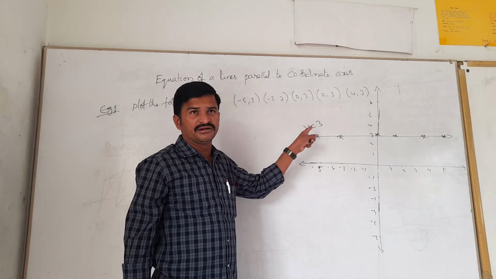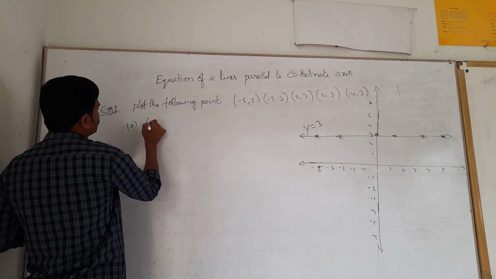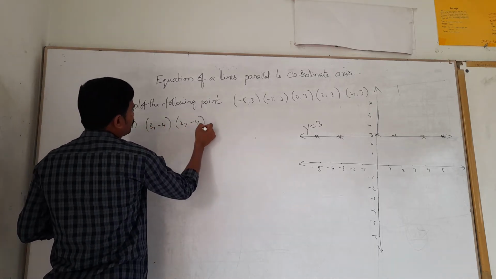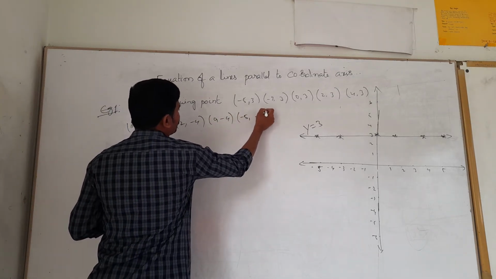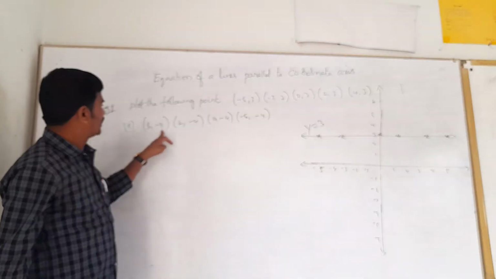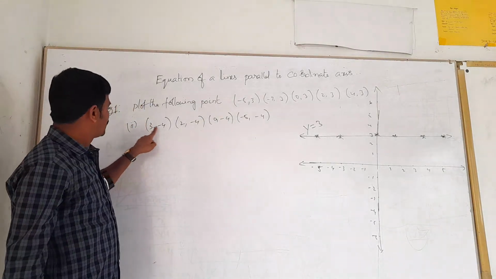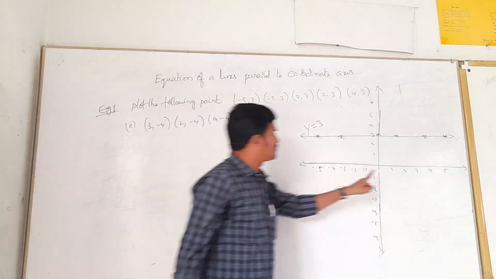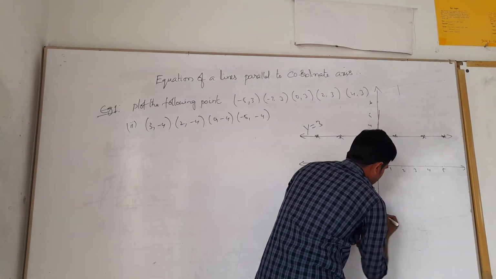Y is equal to 3 or not? Like another one also, second one, suppose (3, -4), (2, -4), (0, -4), (-5, -4). Let us mark that one. Here (3, -4) means what? X is positive, y is negative. 3 and -4, this is only one point, na?